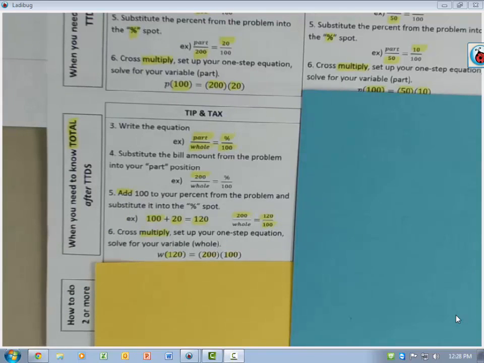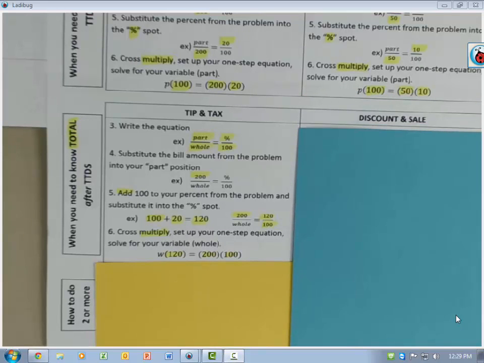What do you think is going to be different between tip and tax and discount and sale? Well, think about it. If you add to tip and tax, what do you think you're going to have to do to discount and sale? You get to take money off discount and sale, right? So what operation do you think we're going to see in discount and sale? Good. Hopefully you said subtract, so let's see.